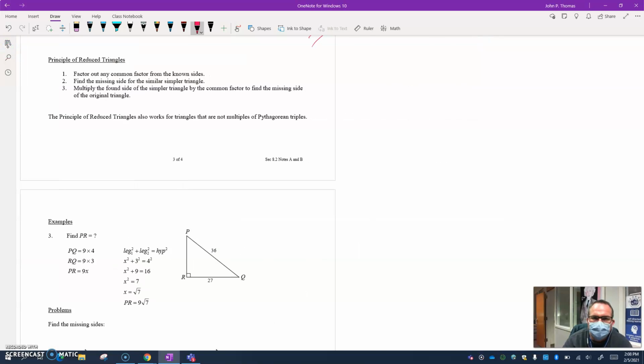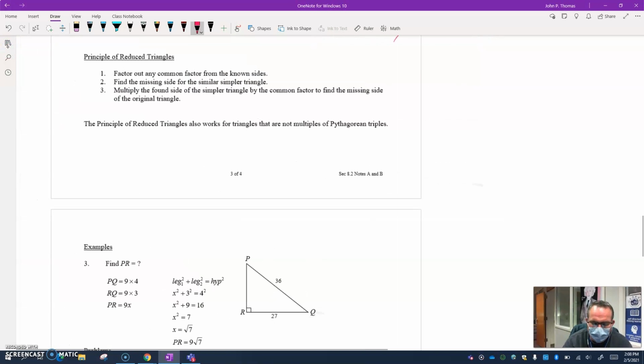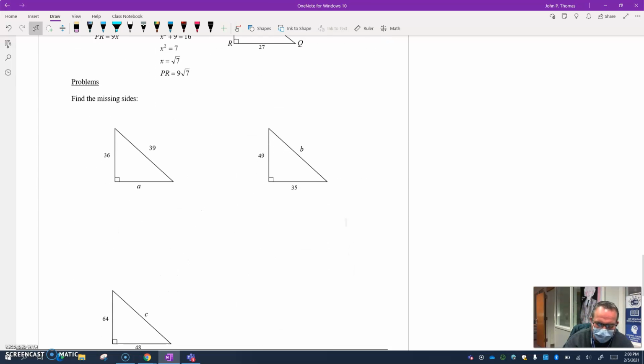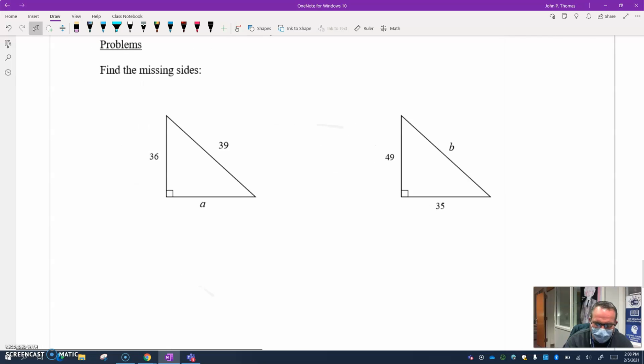All right, so we're back for the last part of this node section, and that's the principle of reduced triangles. Basically, this is when you lean on similar triangles, and you factor out some shared divisor of each of the sides you have, find the missing side, and then scale it back up. This is best seen through an example, so we'll go down here to one of these that aren't worked through yet.